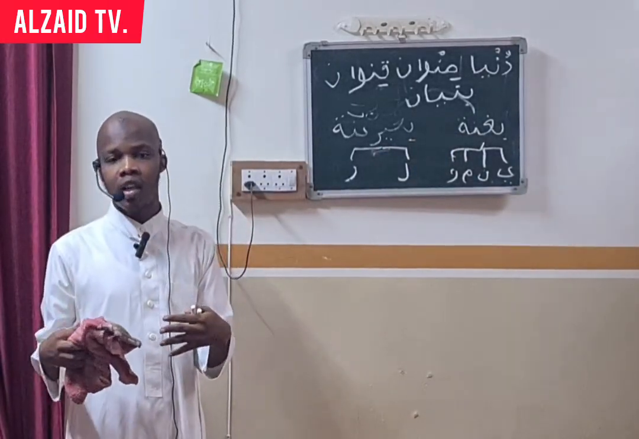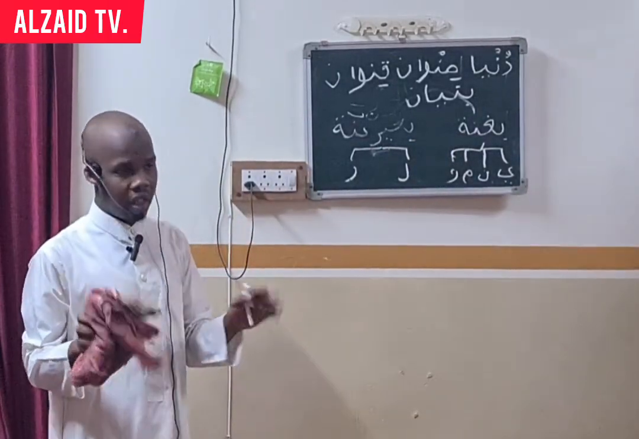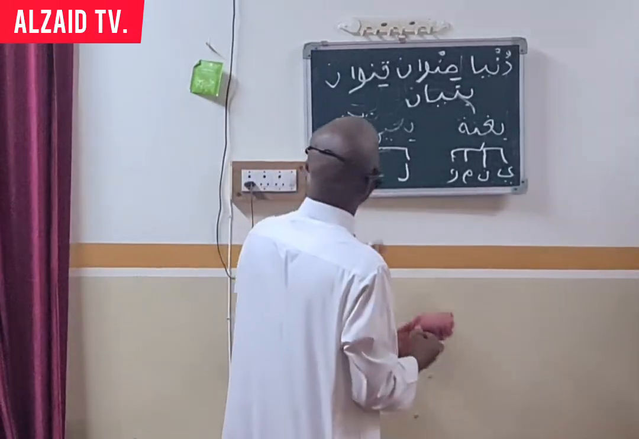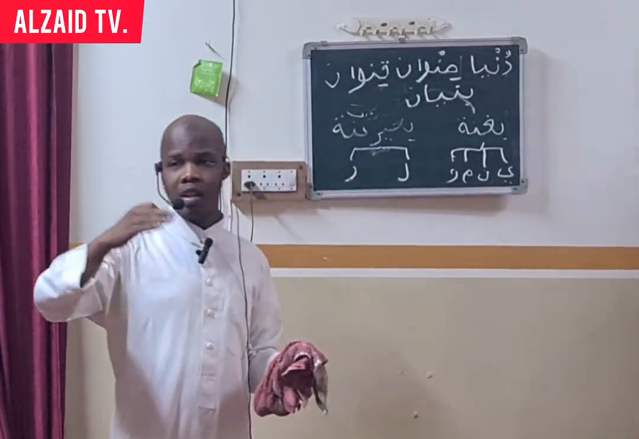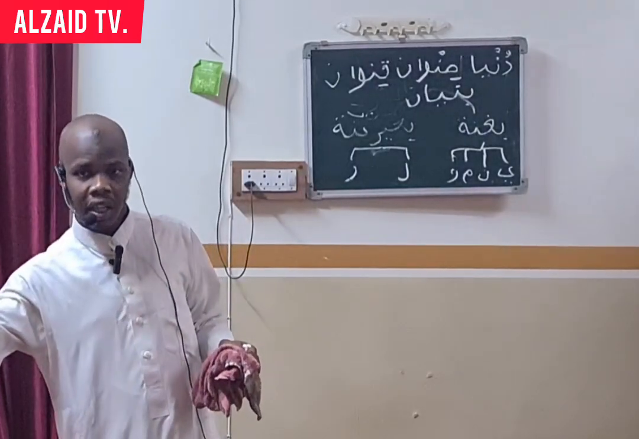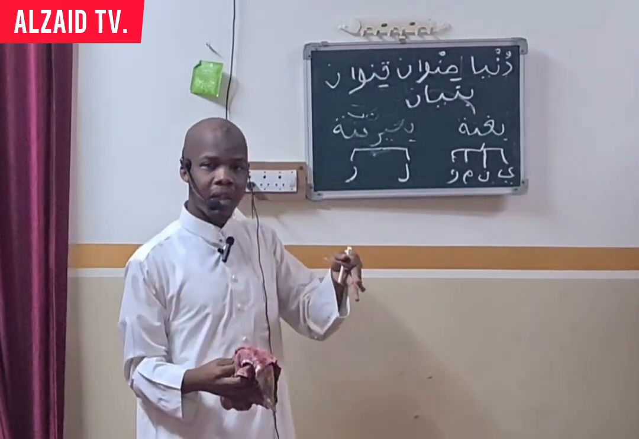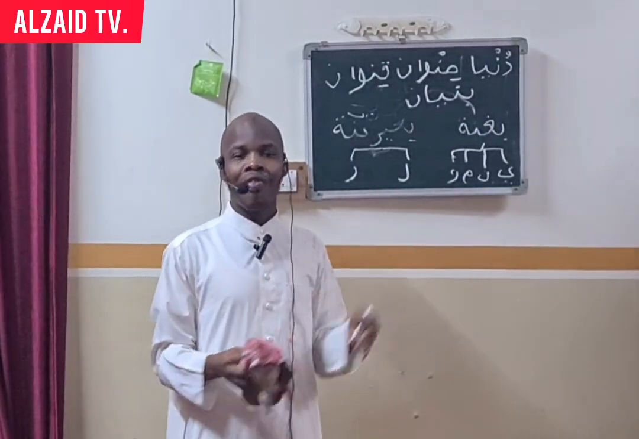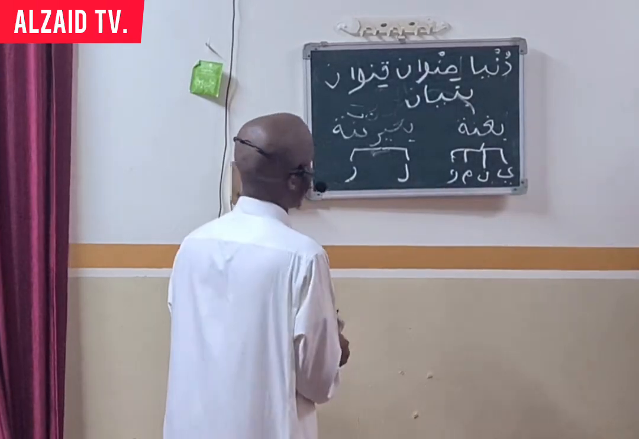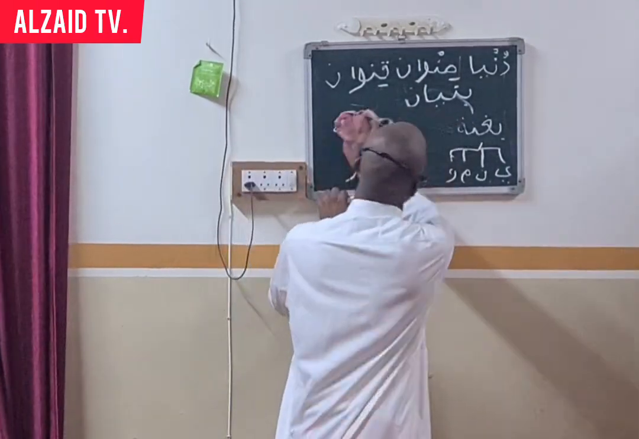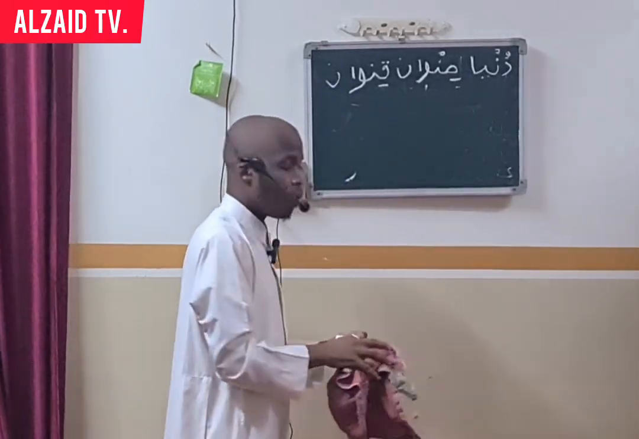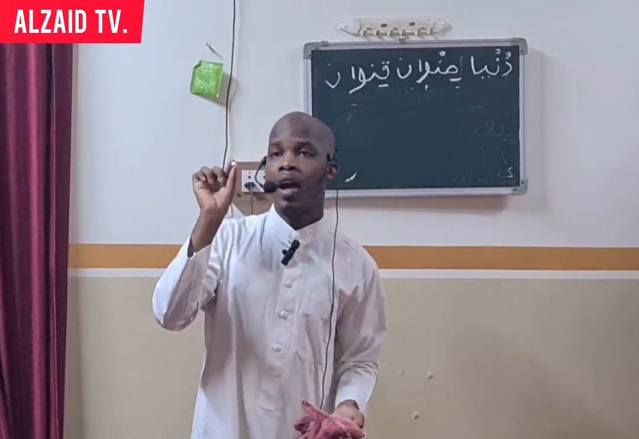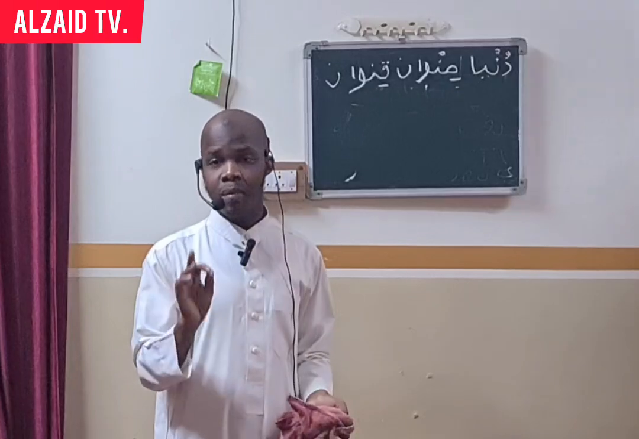With the Nun Sakina, then it is no more called Idgham. Then, after that, if Nun Sakina comes from one word and the Idgham letter comes from another word, that is where Idgham occurs. But before that, let me clarify something. You know, the Arabic alphabets are divided into two.